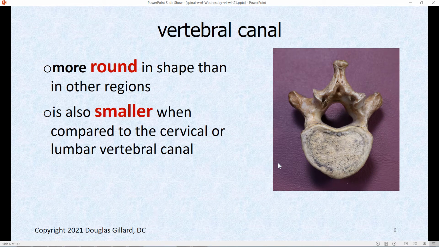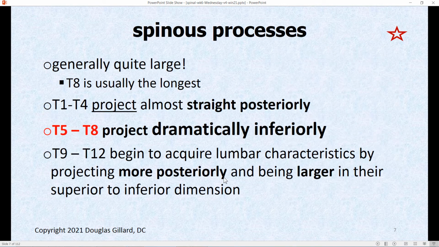The vertebral canal is fairly round looking. You can see it right here. And remember that makes up part of the vertebral foramen, multiple vertebral canals. And yeah, it's smaller when compared to the cervical and lumbar.